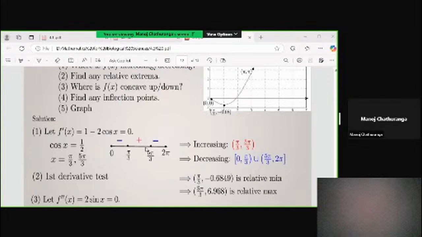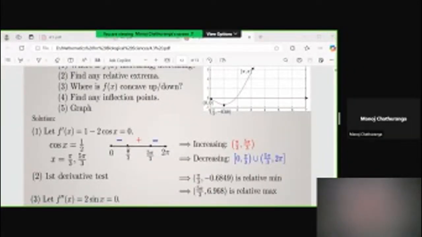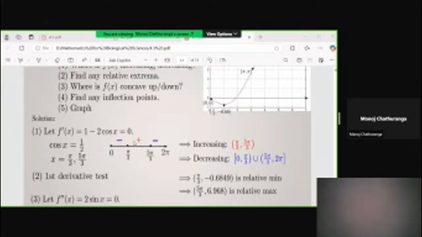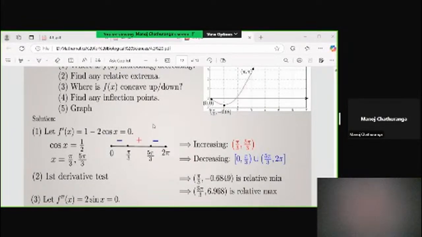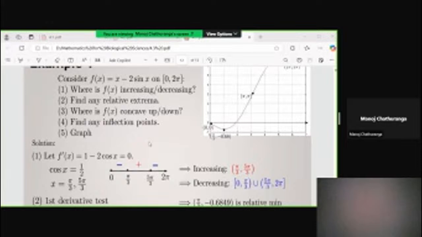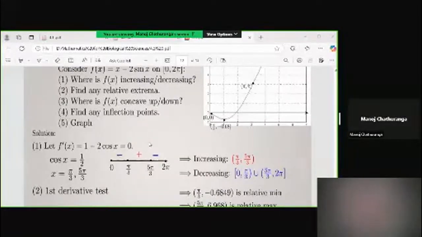So now we have two critical points. Before pi by 3 the function is decreasing, and thereafter it is increasing, so pi by 3 must be a relative minimum. Before 5 pi by 3 the function is increasing, after that it is decreasing, so 5 pi by 3 must give us a relative maximum.